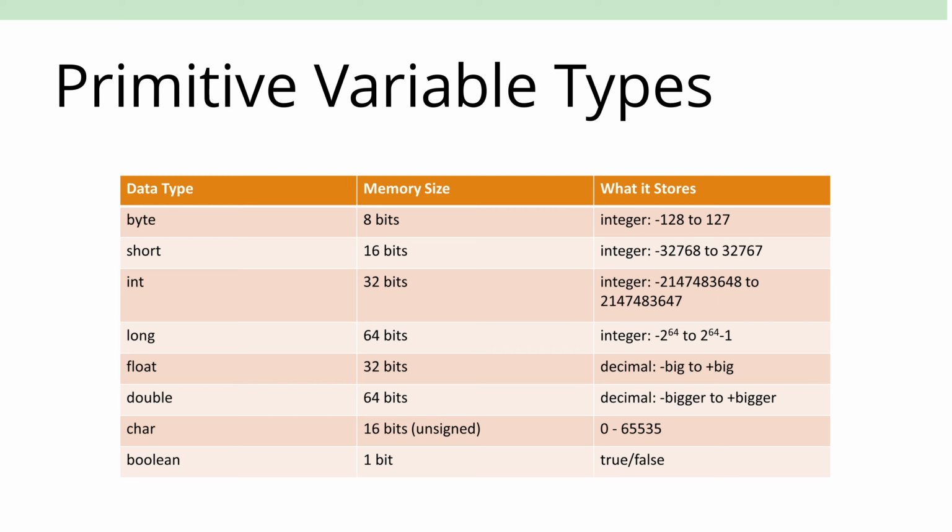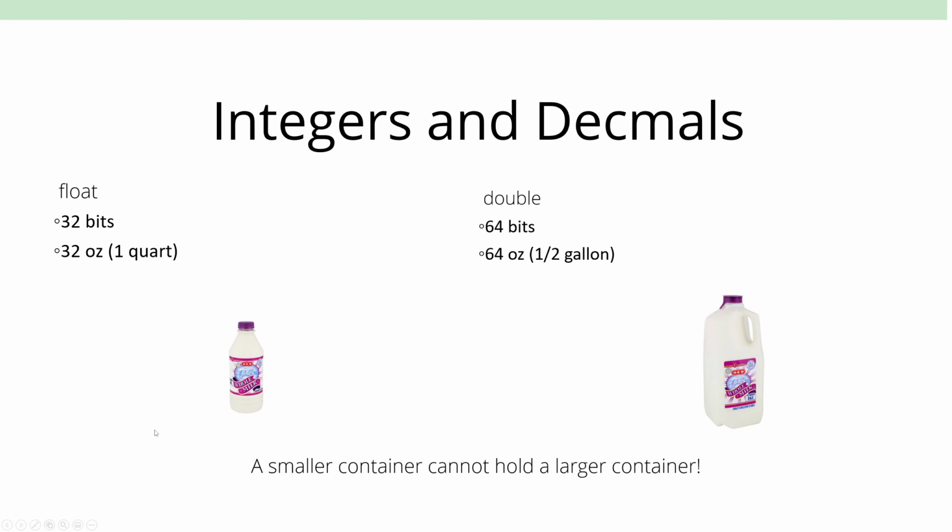But again, the only ones you need to know for the AP exam are int, double, and boolean. I think though that knowing what a character is would definitely help. So let's talk about this stuff.